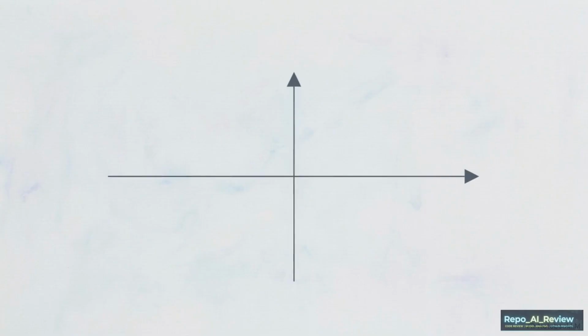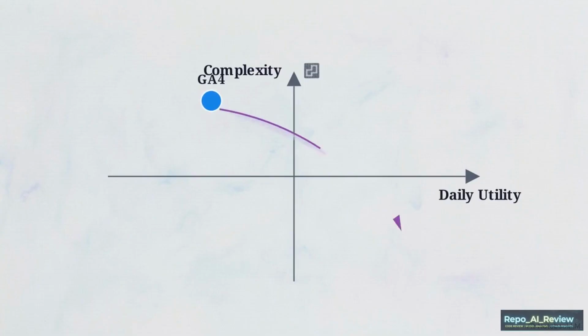This chart maps out the analytics landscape, measuring setup complexity against everyday usefulness. Google Analytics 4 sits firmly up here. Setup is complex, but daily utility is moderate, because finding quick answers takes effort. Litlyx targets the exact opposite corner: low complexity, high daily utility.